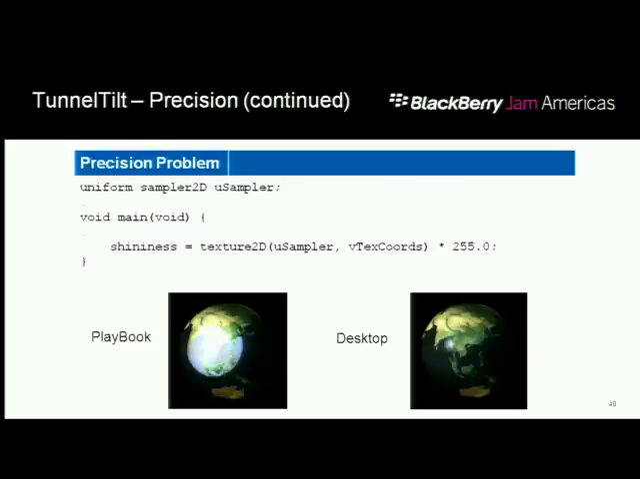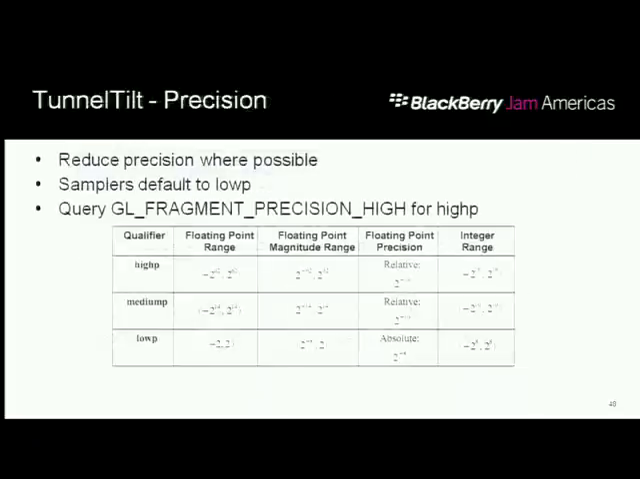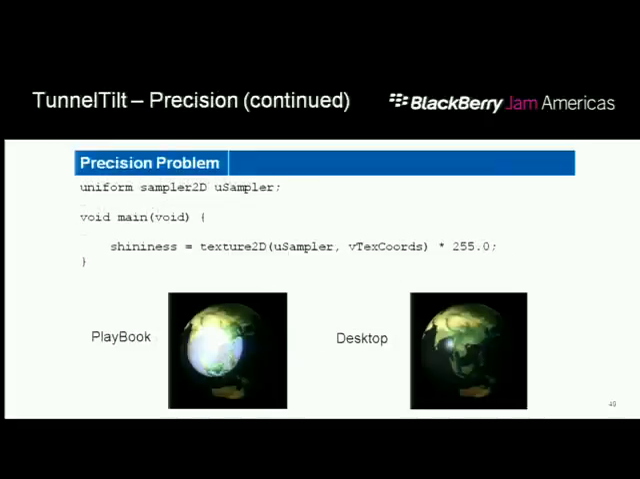We just want a small highlight like on desktop. So what was happening? The sampler defaults to low precision. And unfortunately, the 255 that we're multiplying by doesn't have a precision associated with it. So on this particular hardware, when we were doing this multiplication, the texture call times 255 is going to be capped at the low precision maximum value, which is 2. So we're not going to get the result that we're looking for. We're going to get that giant artifact.